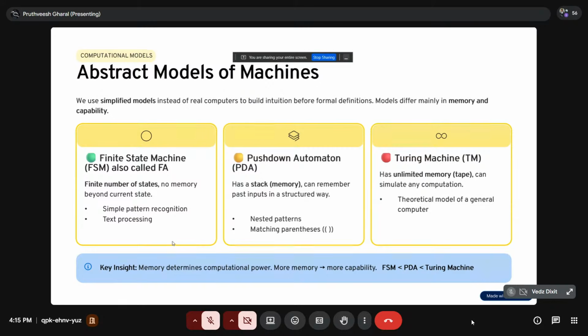So that actually helps us a lot in solving more complex problems like nested patterns and matching parentheses. We'll study in depth what these problems are. Next is a Turing machine. And in a Turing machine, the memory is technically infinite.